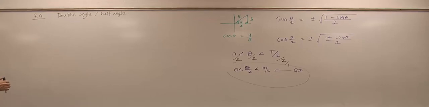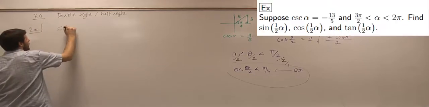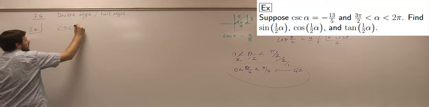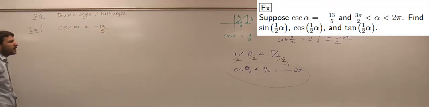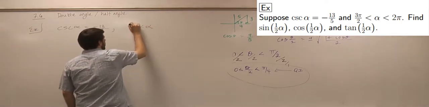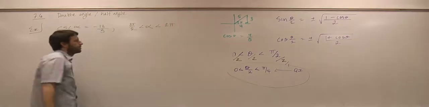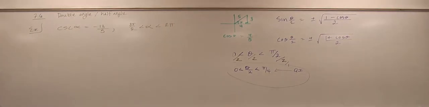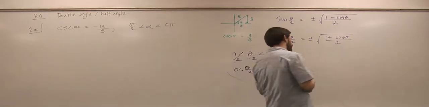It says, suppose cosecant of alpha is negative 13 over 5. And we know the quadrant of alpha. It's between 3 pi over 2 and 2 pi. Find sine 1/2 alpha, cosine 1/2 alpha, tangent 1/2 alpha. So these are all the half angles.